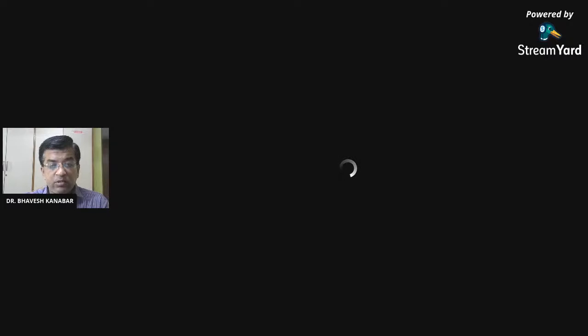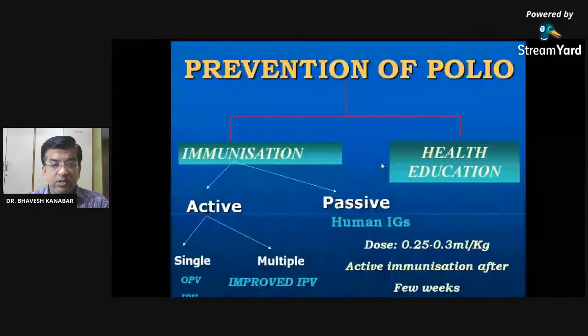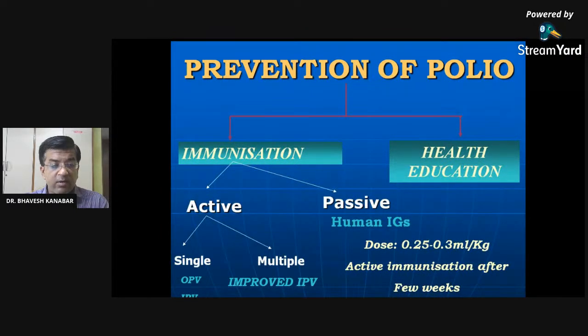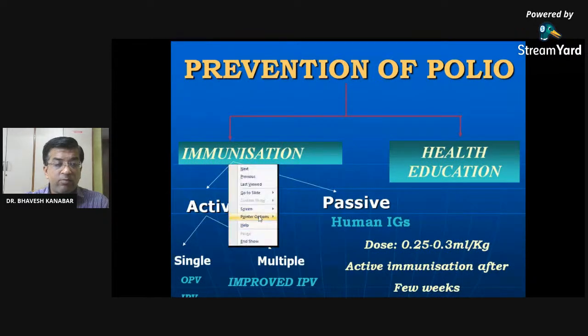And in routine immunization, this vaccine is started soon after birth. So at birth, the first dose, that is called 0 dose, OPV 0 dose, is given. Then the vaccine is given at 6 week, 10 week, and 14 week, or we can say 1.5 month, 2.5 month, and 3.5 month of age. Then at 9 months of age, then at 16 to 24 months of age, this vaccine is given. So immunization is the mainstay of prevention of polio disease, right?